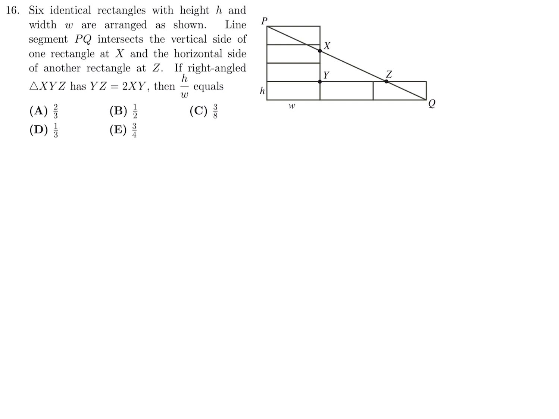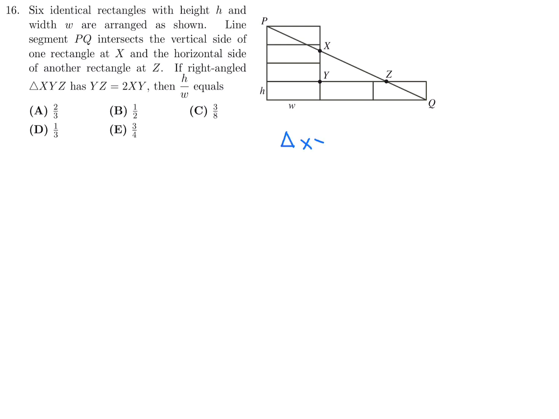Six identical rectangles with height h and width w are arranged as shown. Line segment PQ intersects the vertical side of one rectangle at X and the horizontal side of another rectangle at Z. If right-angled triangle XYZ has YZ equal to 2XY, then H over W equals. This triangle is very similar to that triangle. So we are going to use similar triangles.